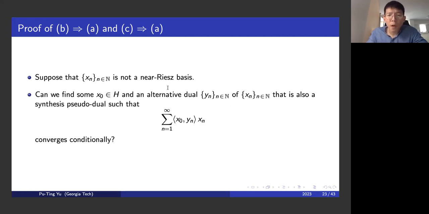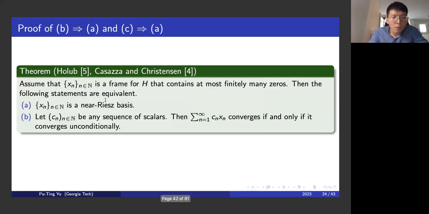Okay, so now to find such a sequence and such an element x0, we need to appeal to the following theorem. This theorem was first established by Hilbert and then extended by Kadec and Christensen to the case where the frame contains at most finitely many zeros. What this theorem says is that assume Xn is a frame for H that contains at most finitely many zeros, then the following statements are equivalent.